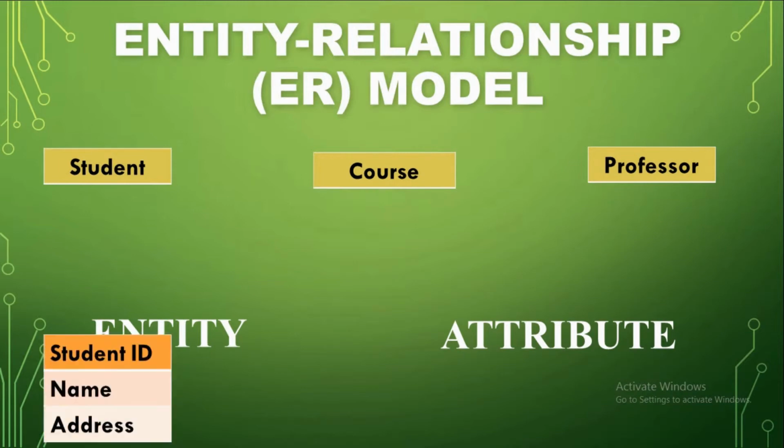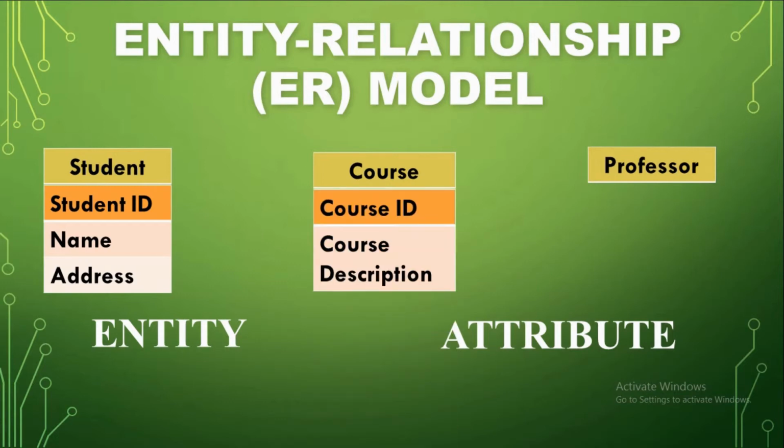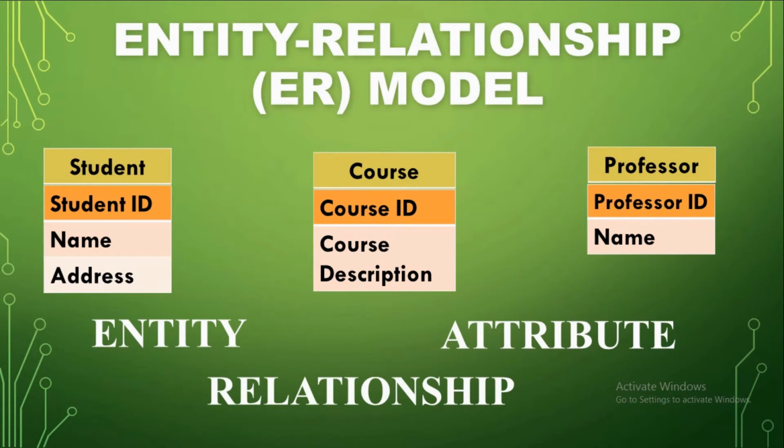For entity student, we have the following attributes: student ID, name, and address. In the entity course, we have course ID and course description as attributes. While in professor, it has the attributes professor ID and name. Every entity has a connection, and this connection is called relationship.